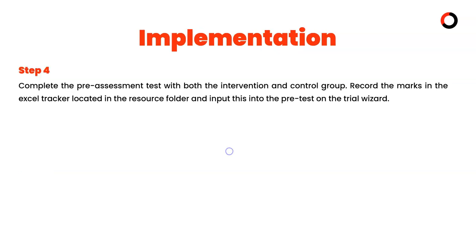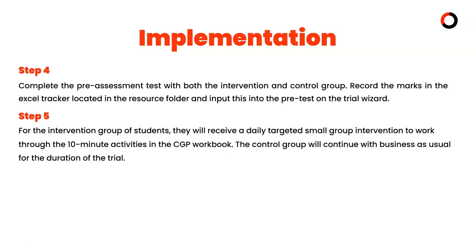Implementation stage. Step 4. Complete the pre-assessment test with both the intervention and control group. Record the marks in the Excel tracker that's located in the resource folder and input the scores into the pre-test on the trial wizard. For the intervention group of students, they will receive a daily targeted small group intervention with a teaching assistant to work through the 10-minute activities in the CGP workbook.